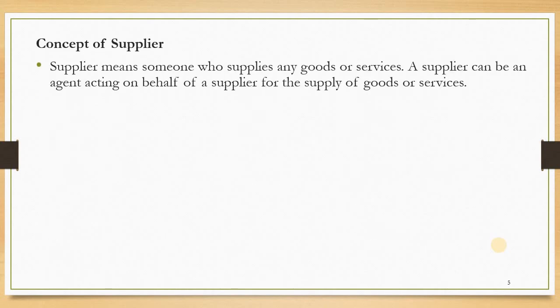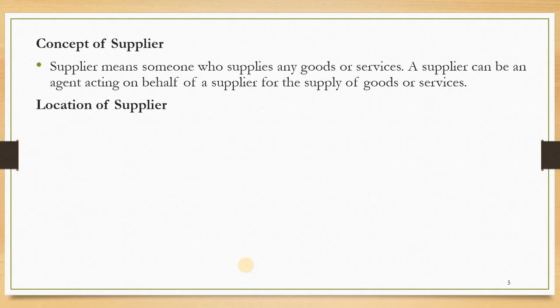Now let's discuss location of the supplier. Before that, who is a supplier? A supplier is someone who supplies any goods or services. Any person who makes any sale of goods and services is known as a supplier. A supplier can be an agent acting on behalf of a supplier for the supply of goods or services. So even the agent, if he makes any transaction on behalf of the supplier, is considered as the supplier.